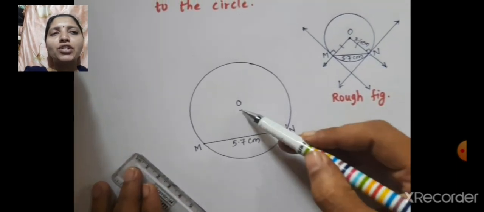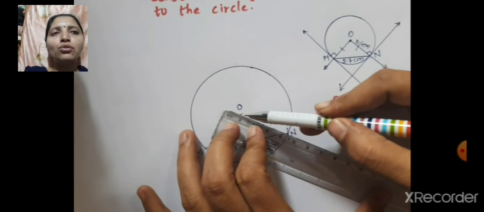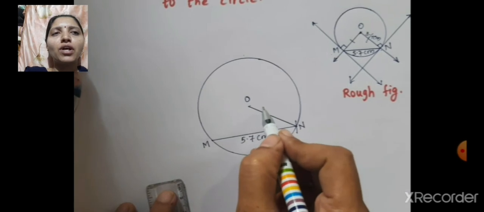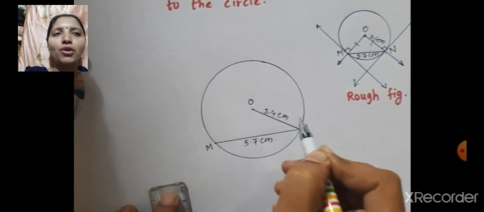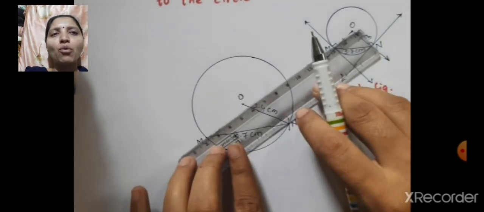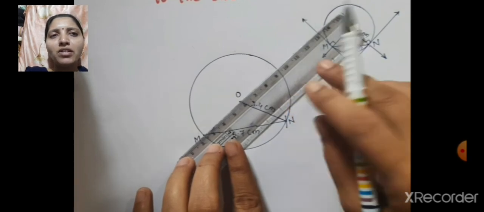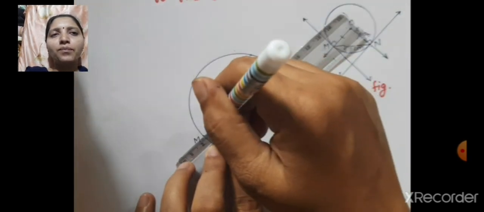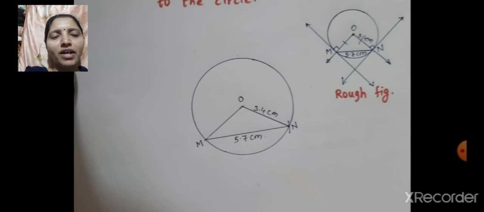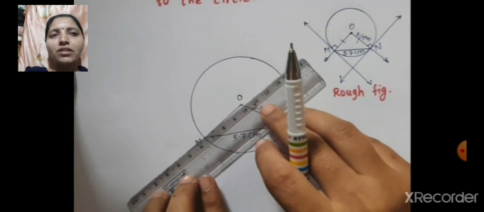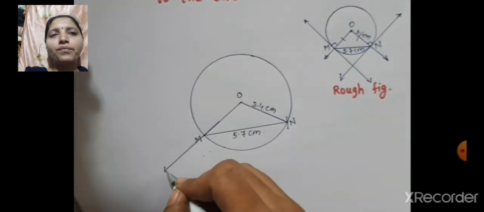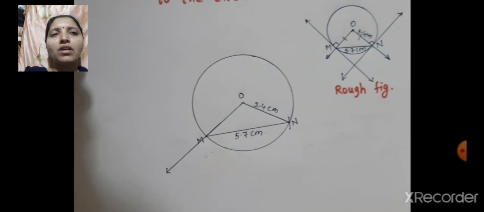Now you have to draw tangents at point M and N. So what you'll do? You will draw the radius and write the measurement here, 3.4 centimeter. Similarly, you are going to join point O and M. This will also be a radius of this circle. And now you are going to extend both these radii to draw the tangent. So here I am extending radius OM, the opposite way. Draw one arrow.